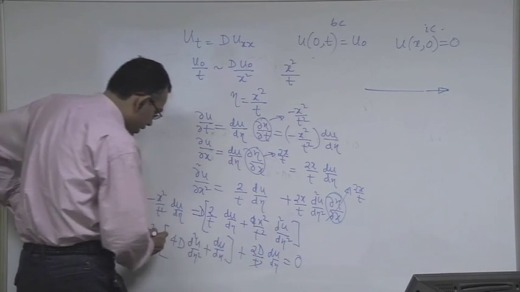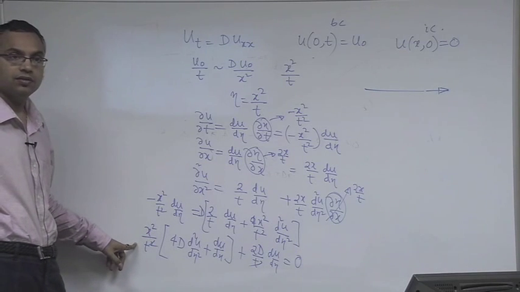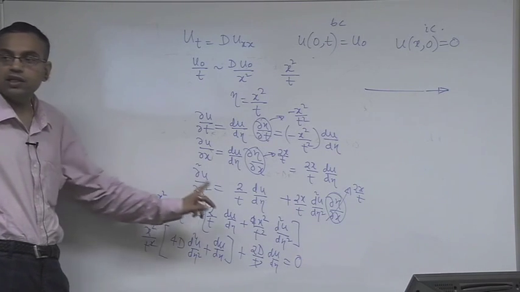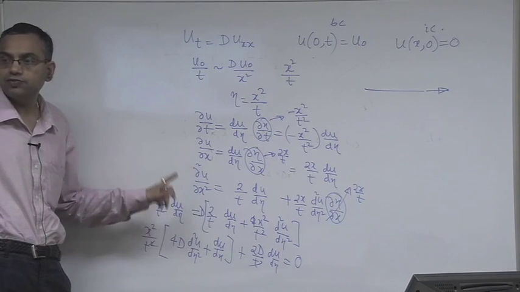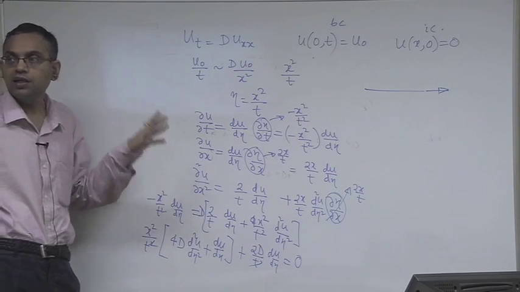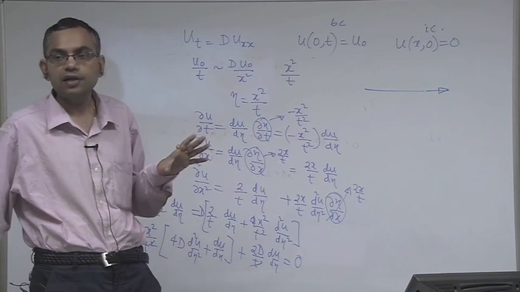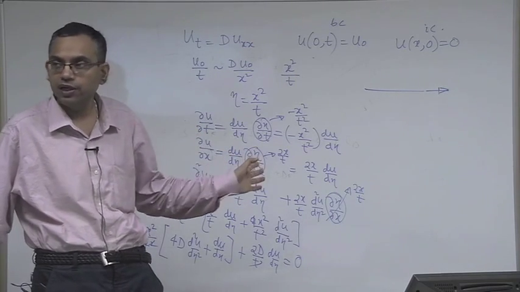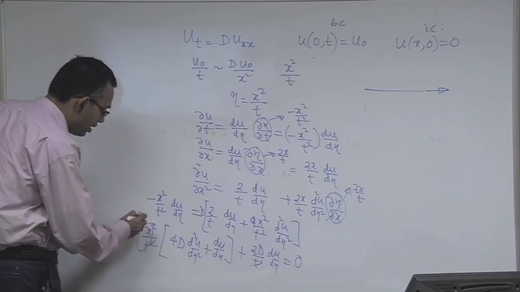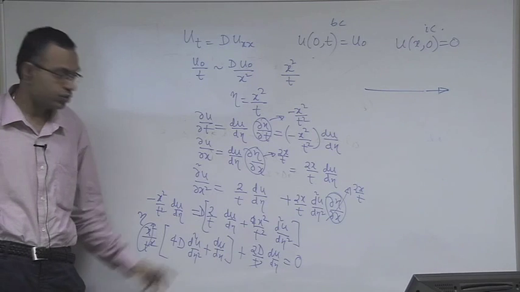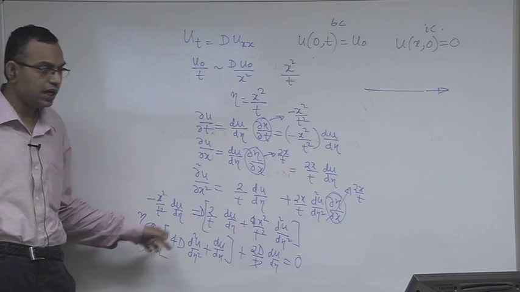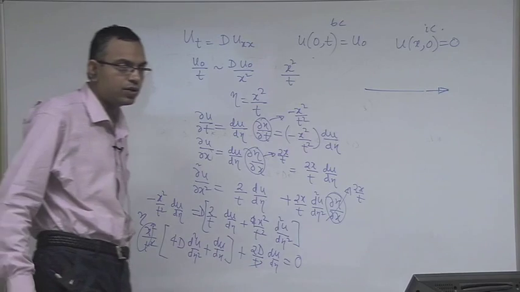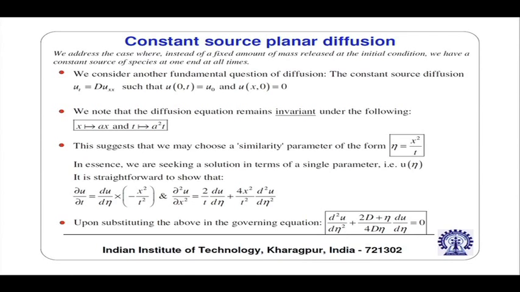Now, you can cancel one t and you get back x square by t, which you can write as a similarity variable. If you could not express the entire equation in terms of the similarity variable, then your similarity transformation is not successful. That means then the equation is not amenable to similarity transformation. And the similarity transformation essentially converts the PDE to an ODE. So, now x square by t you can write as eta. So, this entire equation is now in terms of eta and du d eta, okay. So, we will get back to the slides to complete this because the remaining steps are very trivial.